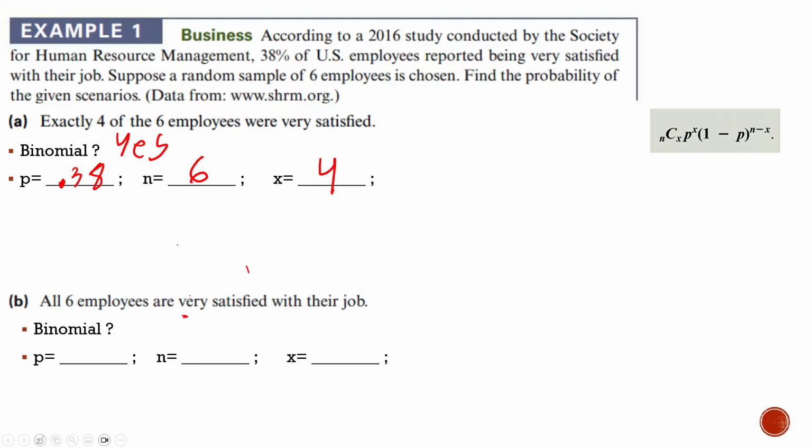So it starts with N, 6 choose 4, times 0.8 to the power of 4, times 1 minus P, which would be 0.62, right? And this exponent would be 2, 6 minus 4.